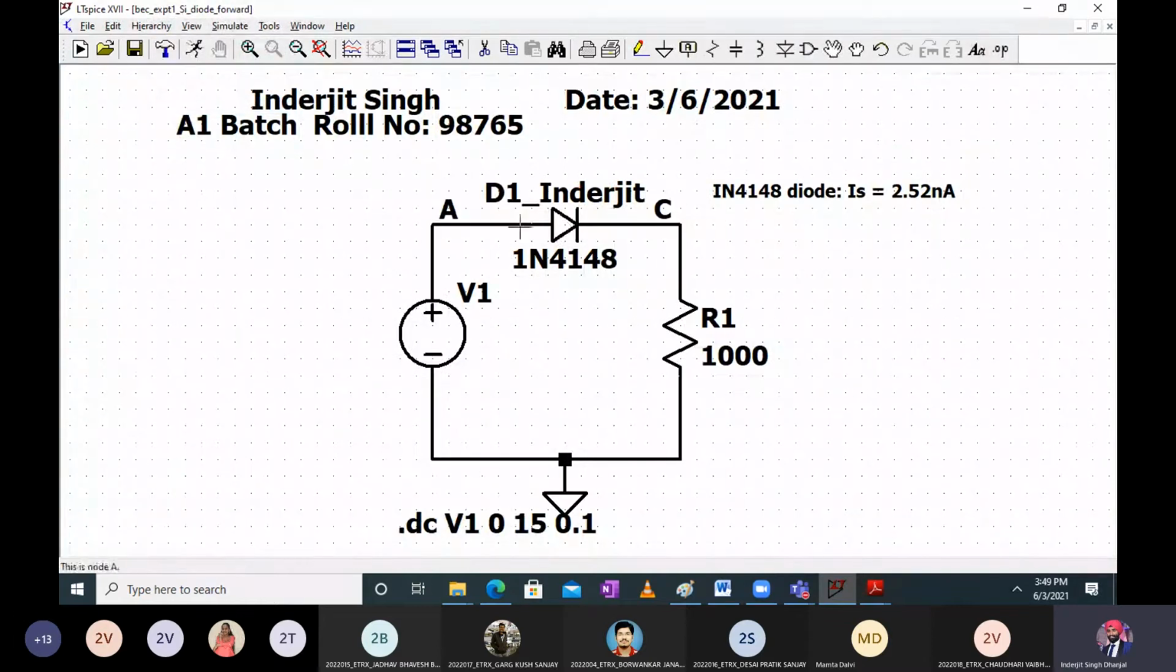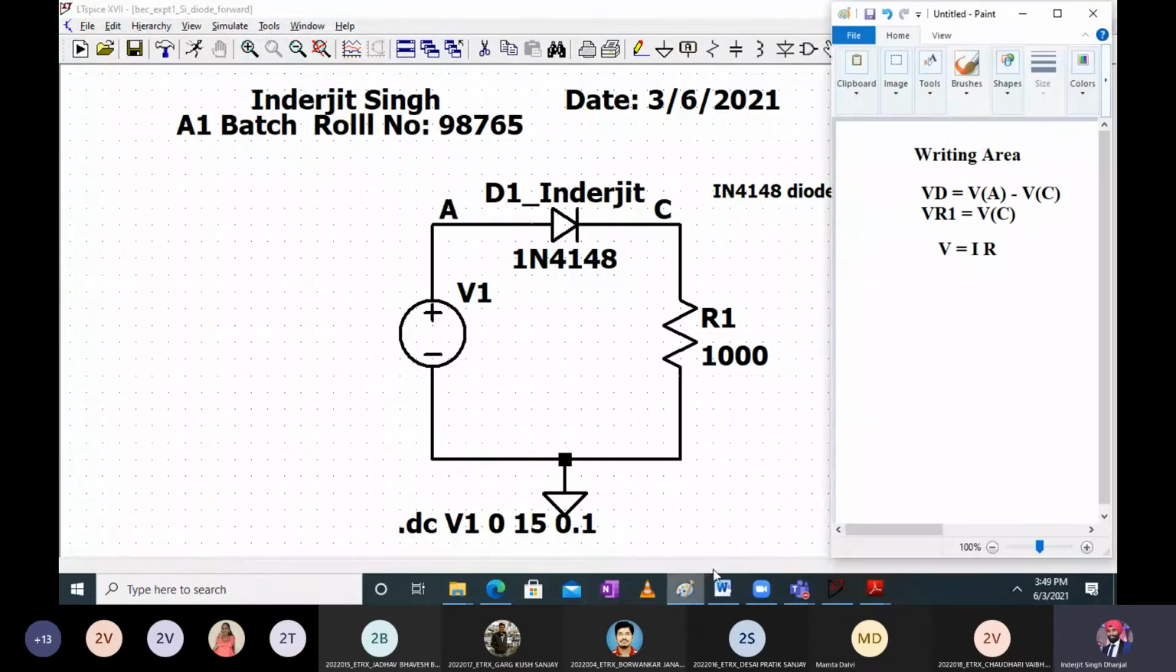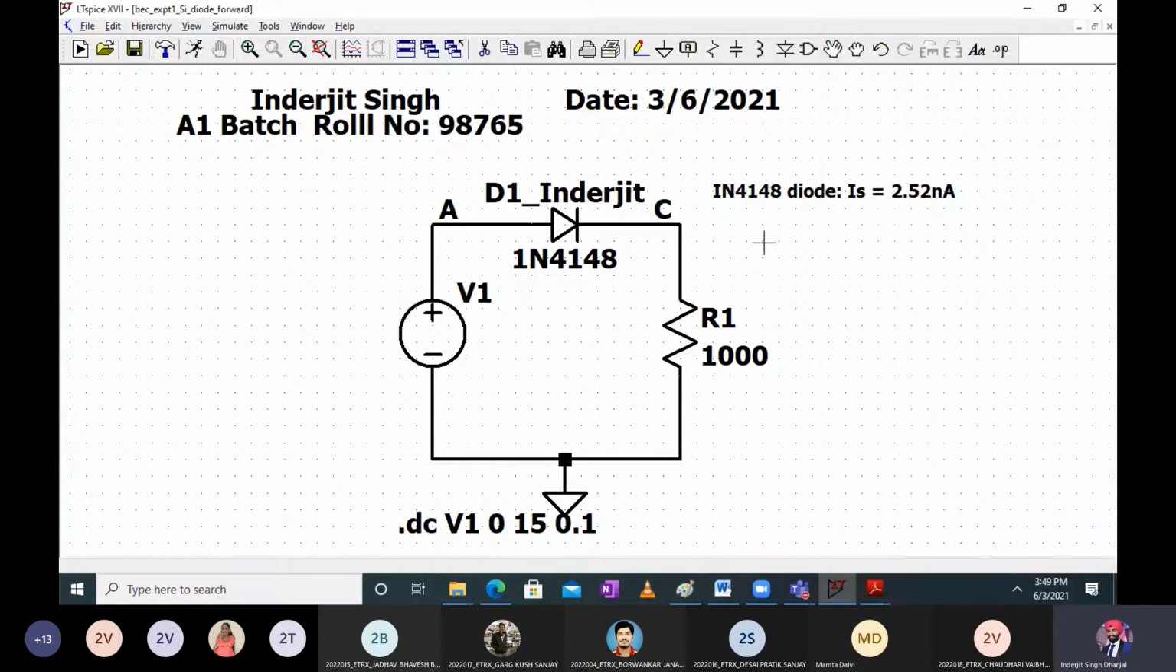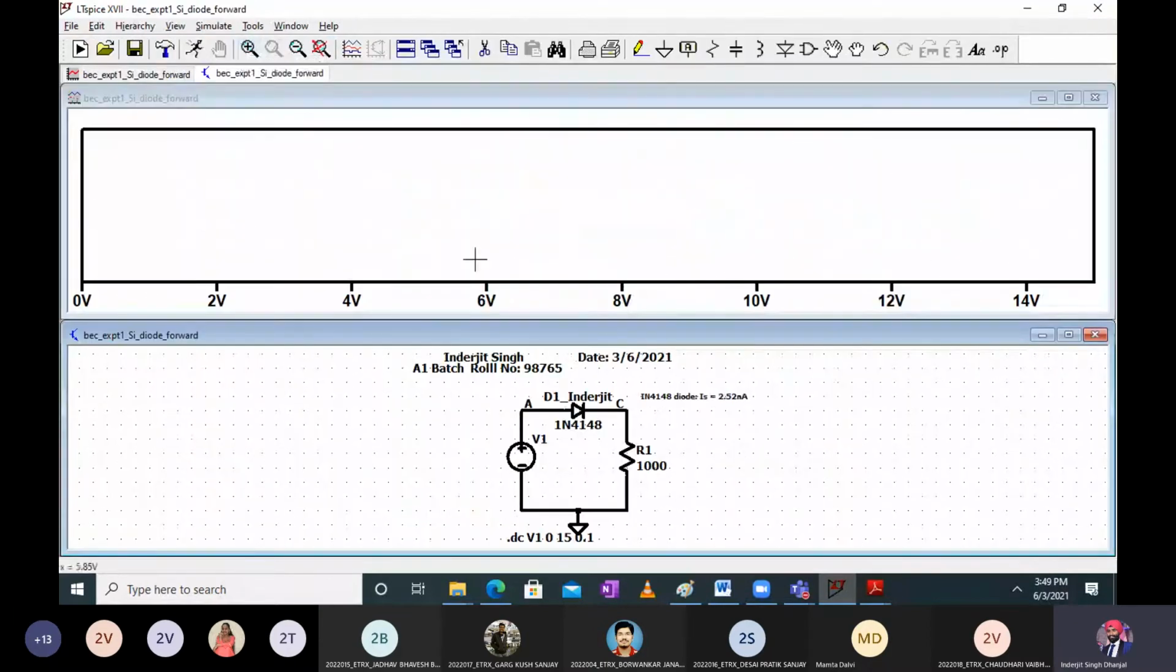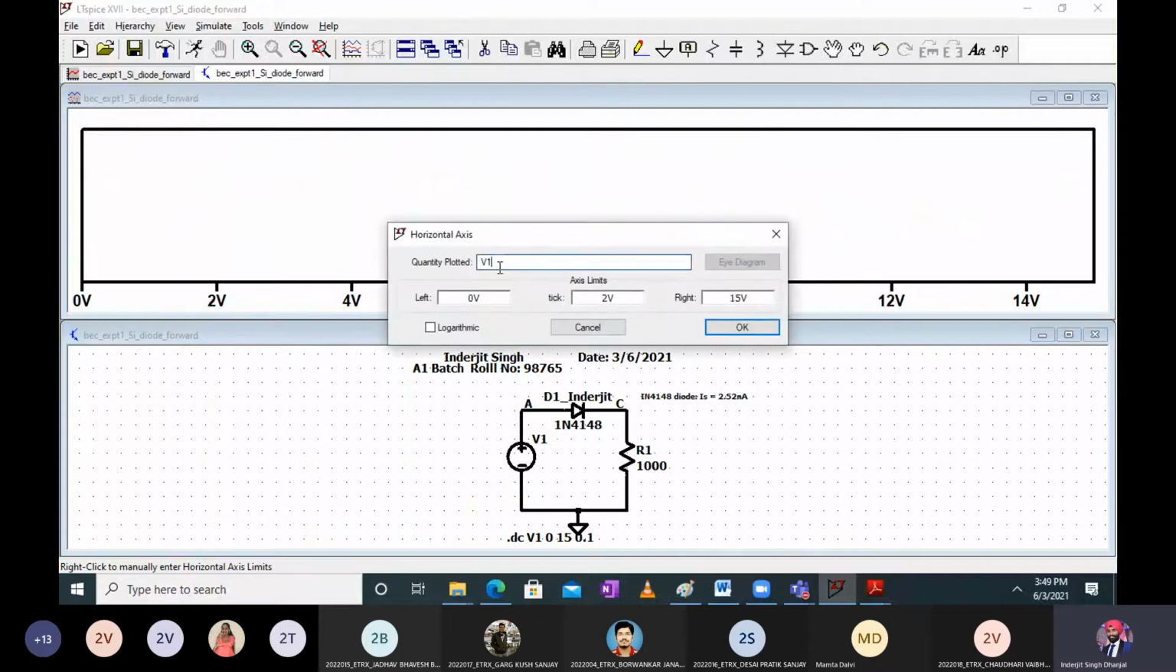And what you do is, you understood what is resistor voltage, why VR1 is VC. You understood that part? Yes, sir. Okay, so go to simulate, click on run, and then the x-axis will come from 0 to 14. Right click on the x-axis. Here the plotted value is V1. So now here you write V of C and click on OK.